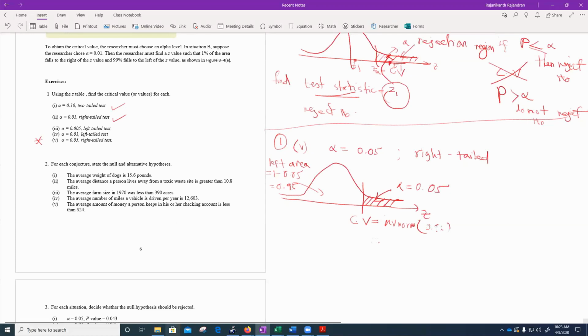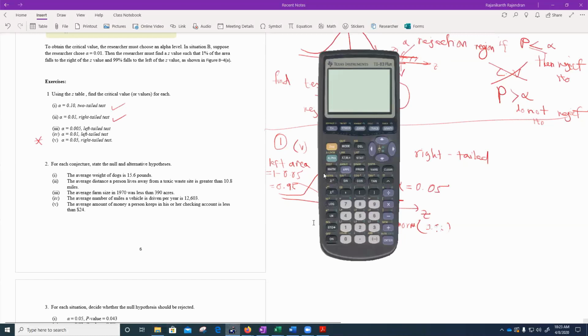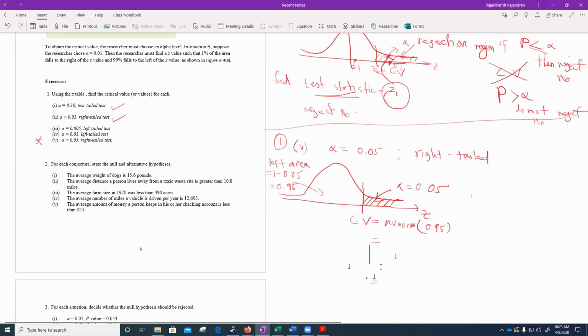So let us use the calculator and find the critical value. Clear this, and I'm using the second var, and the inverse norm is number 3. And I'm going to type my left side area, which is 0.95. So it is giving 1.64, right? Therefore, my critical value is 1.64. So this value is 1.64.